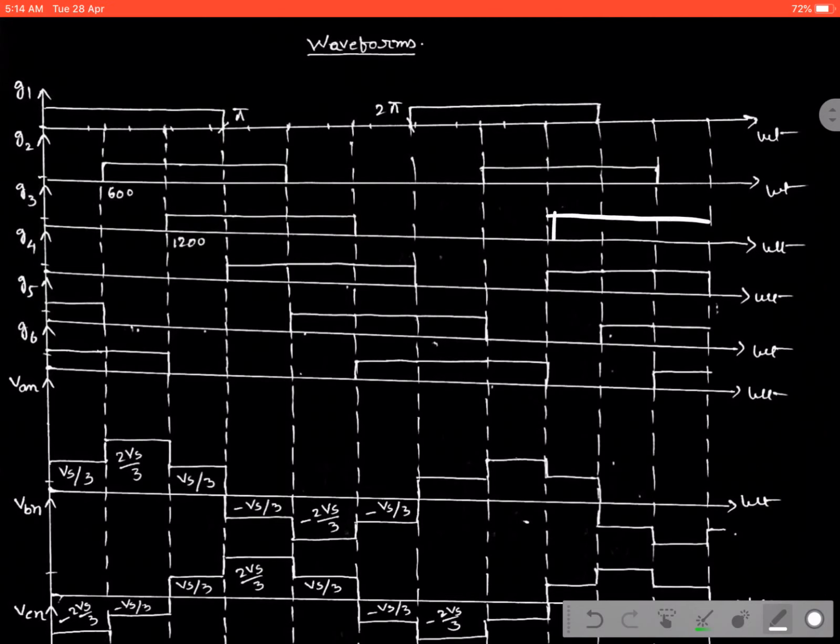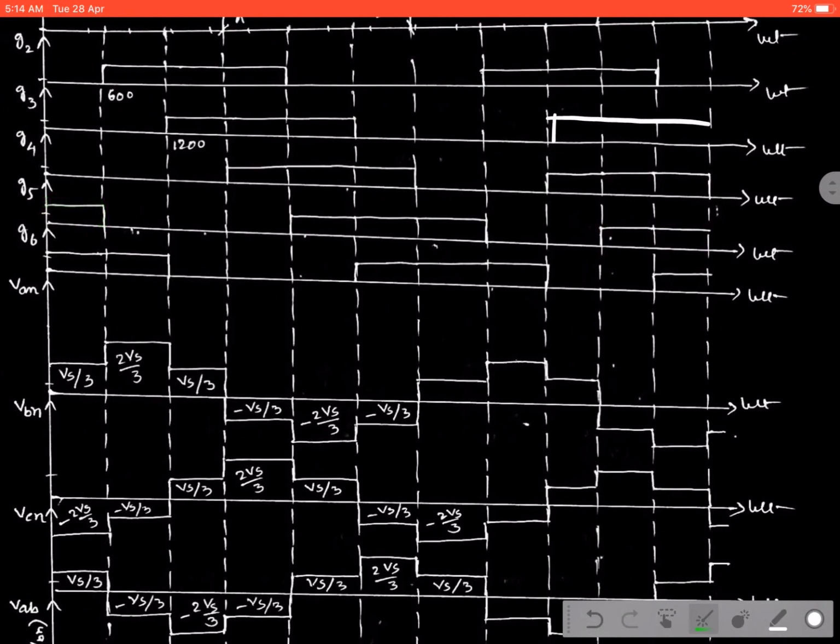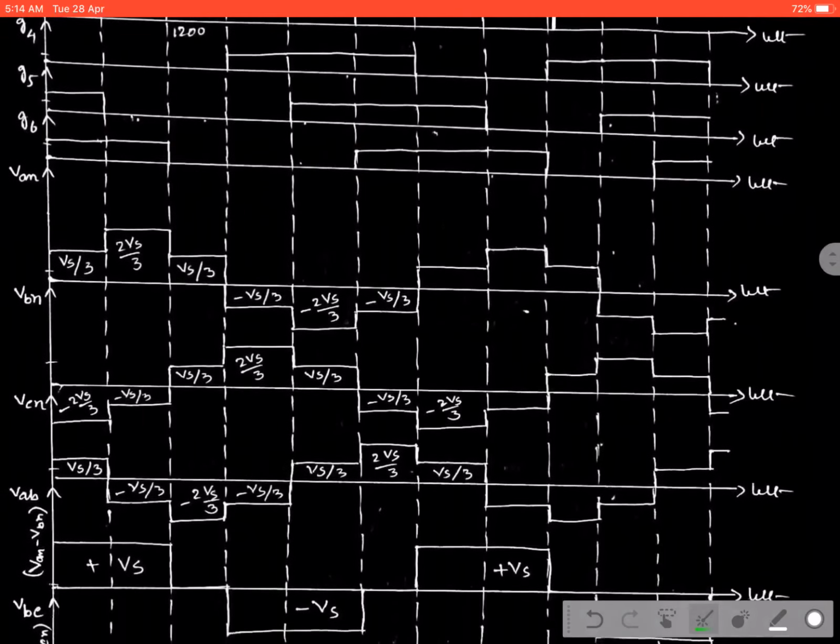Similarly, this is the waveform for the triggering pulse applied for switch S4, and this is applicable for switch S5. Each switch conducts for 180 degrees, but the mode difference, meaning the difference in mode of working, is 60 degrees. This is how all the pulses are given to the respective switches. Now we consider the mode of operation.